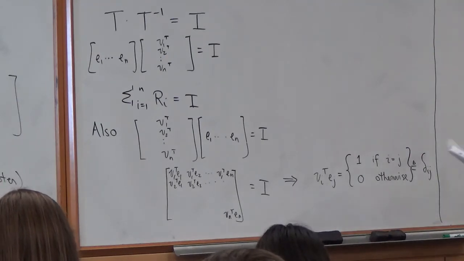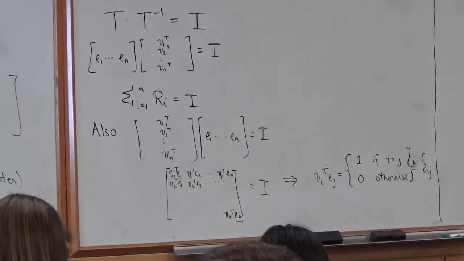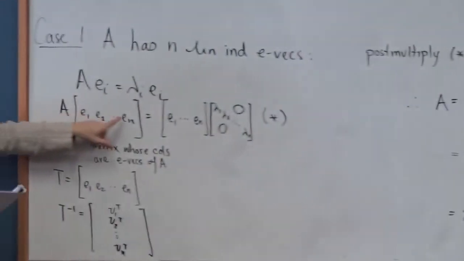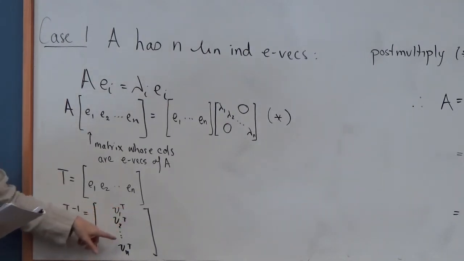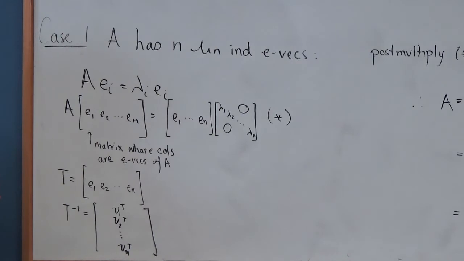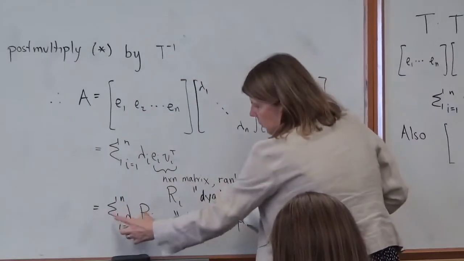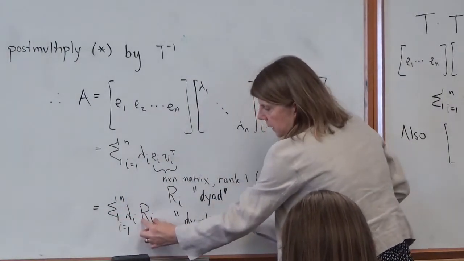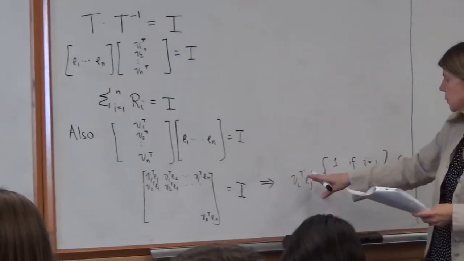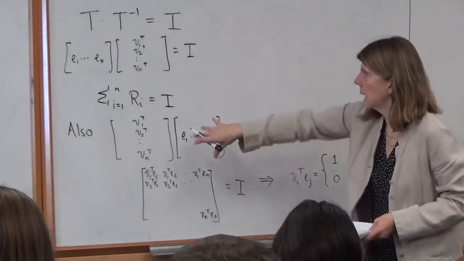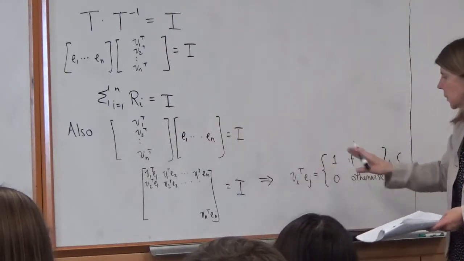Okay, so we've looked at the structure now. We started with case 1, where A has n linearly independent eigenvectors. We formed a matrix whose columns are the eigenvectors. We know it's invertible, we took its inverse, and we named all the rows of its inverse. Right now it's really just notation. But with that notation, we can write A in terms of this expansion, where each term is a rank 1 matrix. This also becomes useful if we look at the product T inverse times T, and the structure we get there.